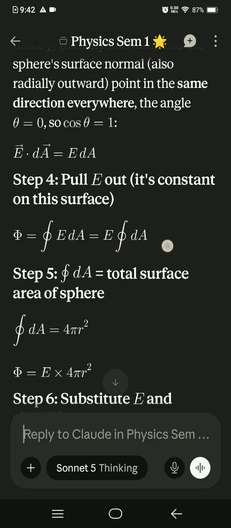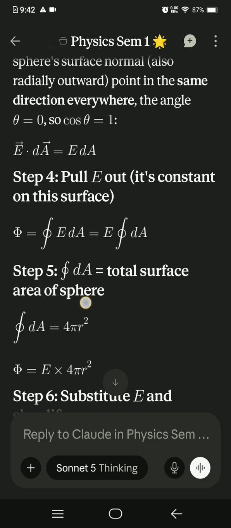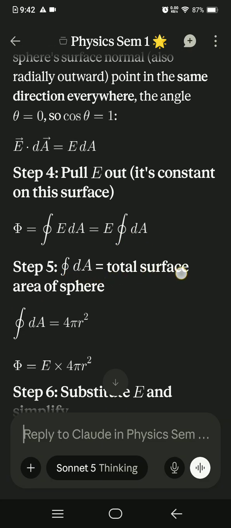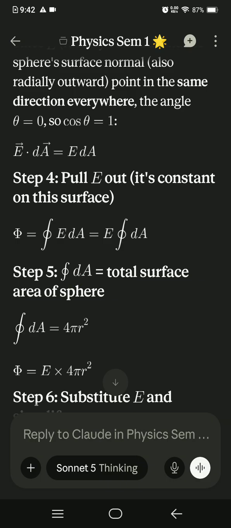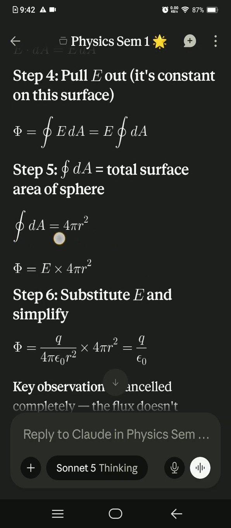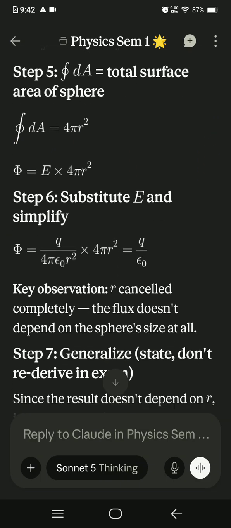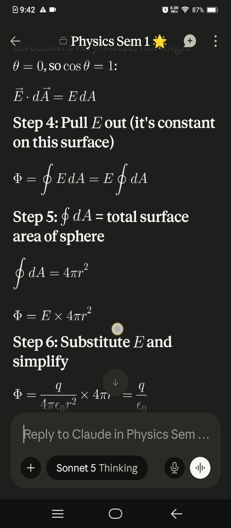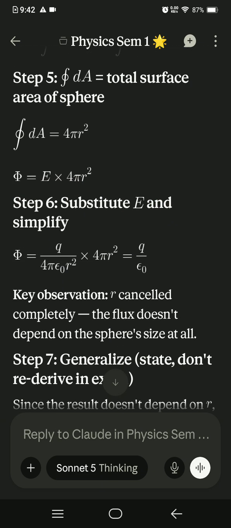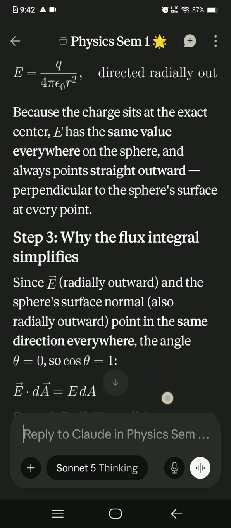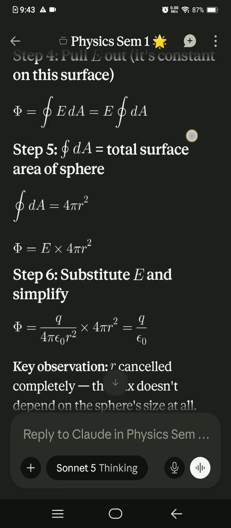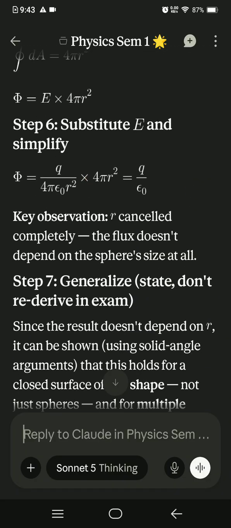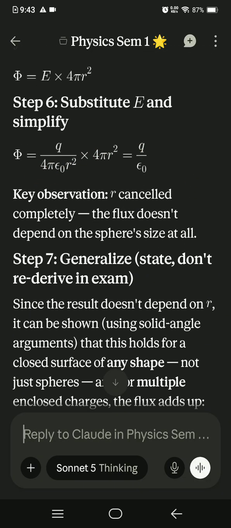Integrating the area only gives the total surface area of the sphere. So dA integrated is the total surface area of the sphere, so it's only going to be 4 pi r squared. Now flux becomes E times 4 pi r squared. Substitute E and simplify. Substitute back E from here to here, and 4 pi r squared cancels out. We are left with Q upon epsilon naught.